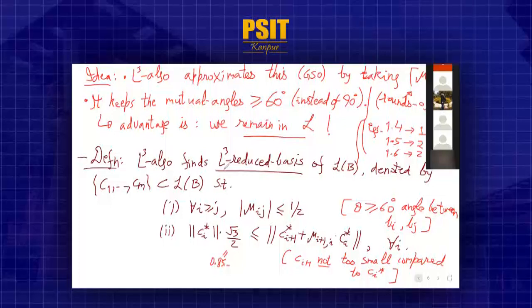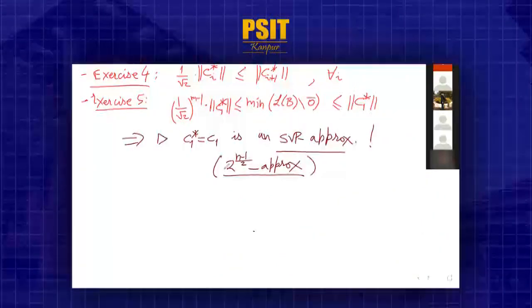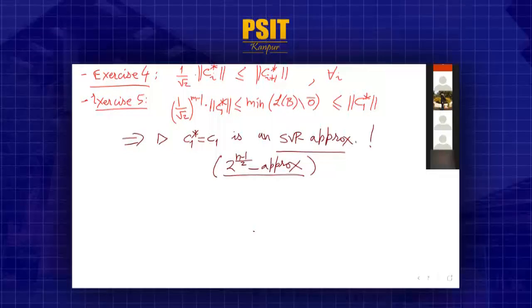Sir, how will we show that these Ci star will satisfy this condition too? Condition 2. Yes, sir. Right. So if these fail, you swap one and repeat, that's the L-cube algorithm. Is that clear? Okay, sir. Okay, thank you.